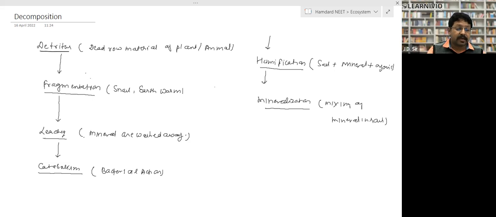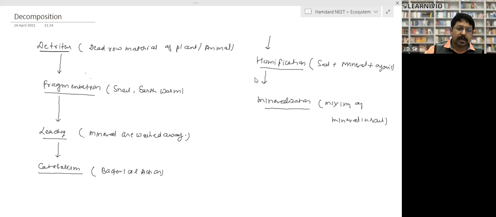Now the bacteria start working on it. What do bacteria do? Bacteria break down organic material as well as inorganic material into mineral compounds, right? So they convert it into basic compounds, basic minerals, basic units. That is a process called catabolism. So they break down larger molecules into smaller molecules. For example, if there is glucose, C6H12O6, they will break it down into carbon dioxide and other things. That's how they break down. Catabolism is the process of breakdown. So bacteria take the action and catabolism takes place after the leaching.